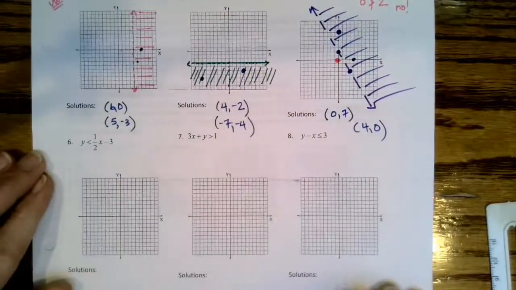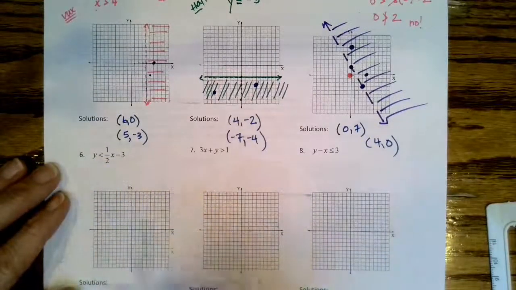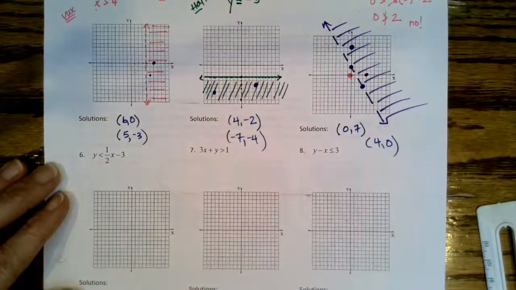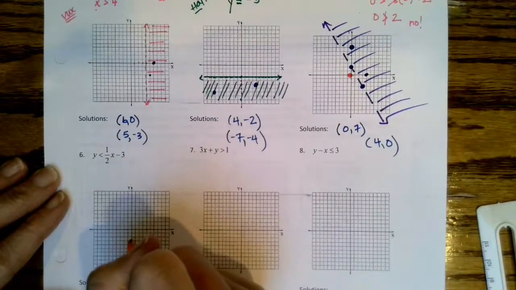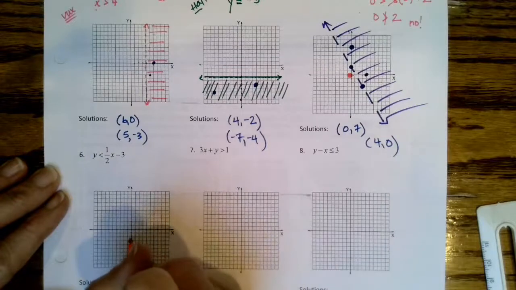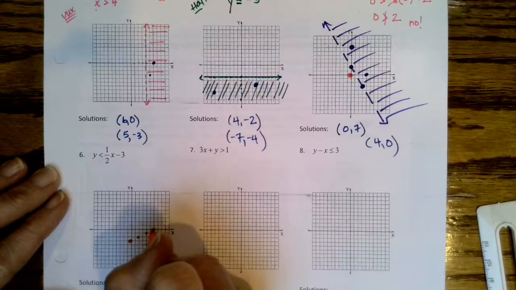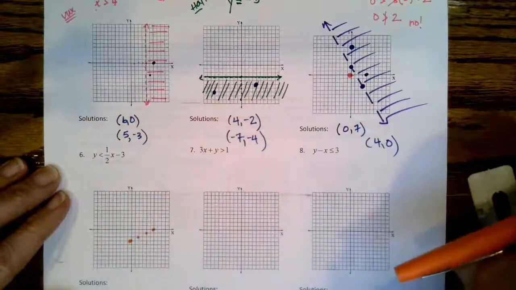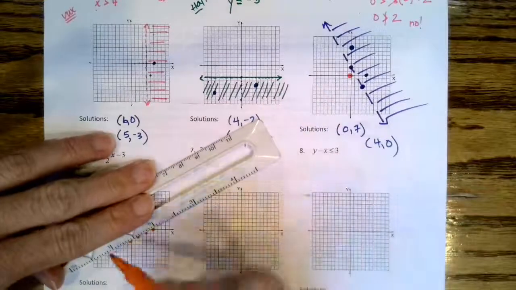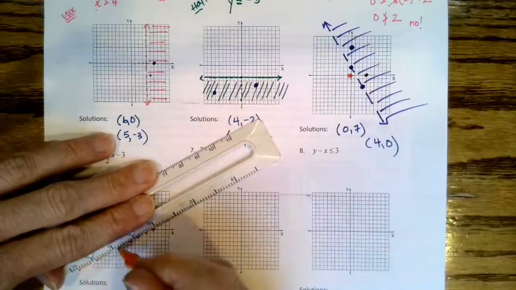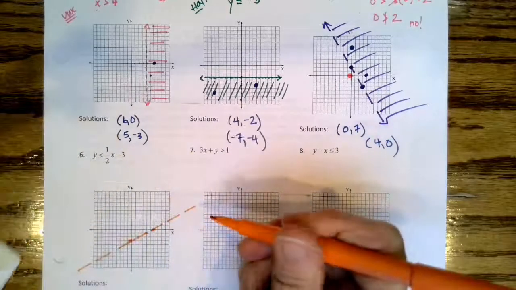All right, let's take a look at this one. Slope-intercept form again, so it's an easy graph for me to do. We're going to go down to negative 3, 1, 2, 3. And my slope is 1/2. Rise 1, run 2. Rise 1, run 2. Rise 1, run 2. It's not allowed to be equal to it, so what kind of line am I going to have? You got it. It's going to be a dotted line.